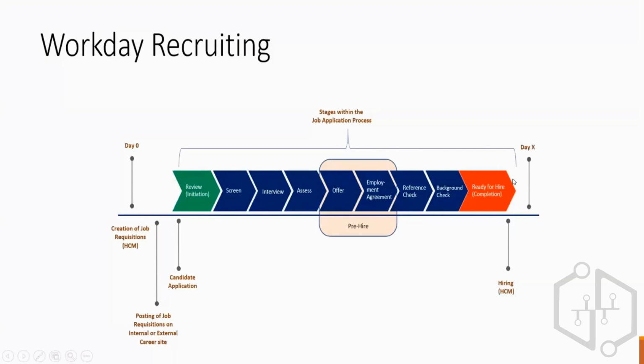Once the candidate has entered this stage, he will be handed over to the HCM team, who will trigger the hire business process. In the hire business process, we will have the onboarding setup tasks. Those include new hire orientation or submission of certain forms like I-9 or Form 16. But for US clients, in the offer stage itself, we have the submission of Form I-9.